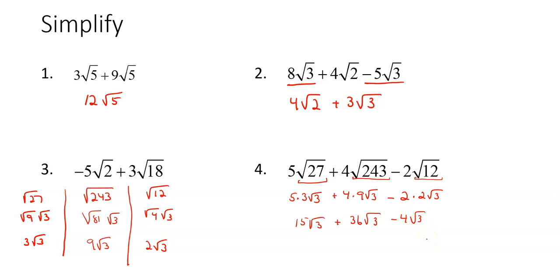And oh look, now they're all the same term. Now they're all square root of 3s. So maybe I want to do 15 minus 4 is 11. And then 11 plus 36 is 47, so I get 47 square root of 3.